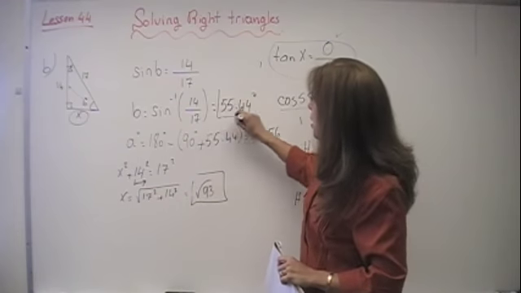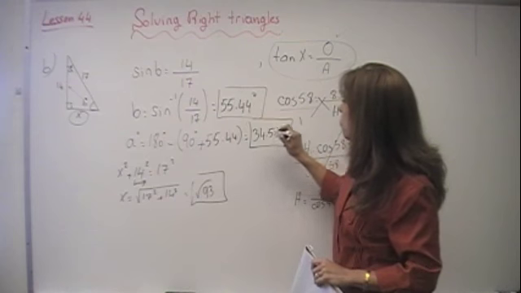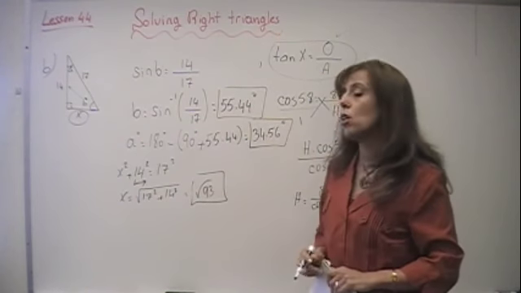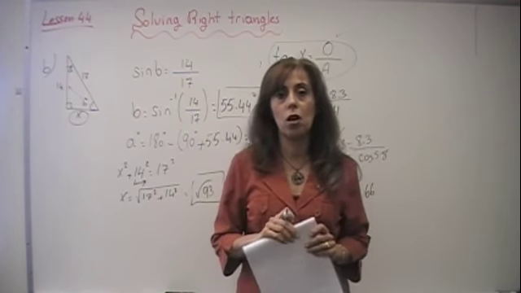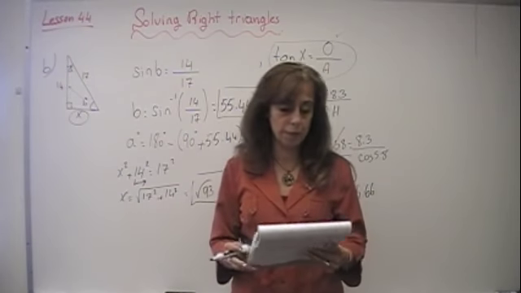So your B is 55.44, A is 34.56, and the side x is the square root of 93. And this is it for lesson 44.